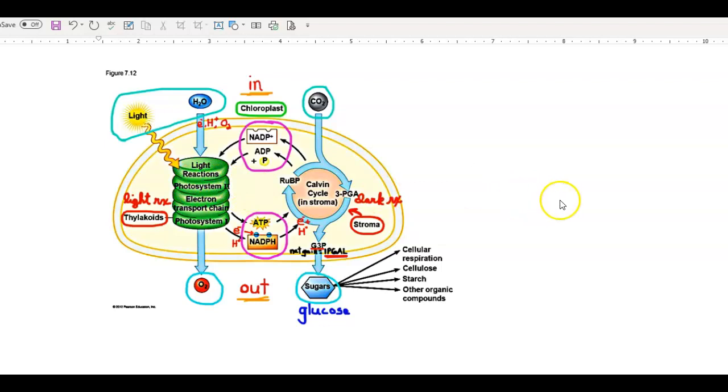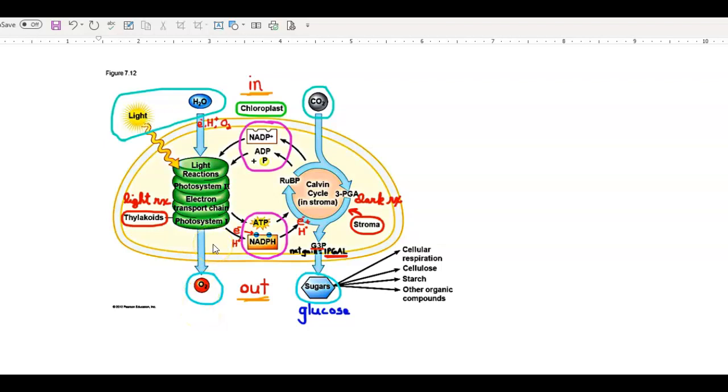Light reactions, photosystems, electron transport chain, electron transport system. That's where the ATP synthase is. And this whole thing right here, this is the photo part. It produces ATP, through the electrons that came from the water. Hydrogens can be picked up by NADPH, and they can also be used in making ATP. That is the power behind chemiosmosis. So that concentration gradient in the hydrogens is the power behind chemiosmosis. Oxygen goes out into the atmosphere.